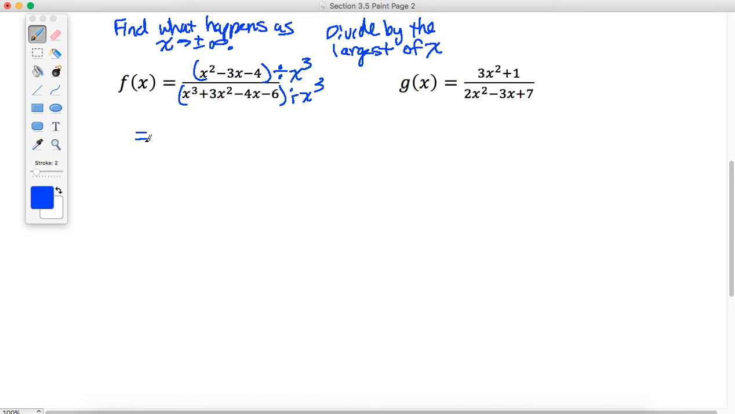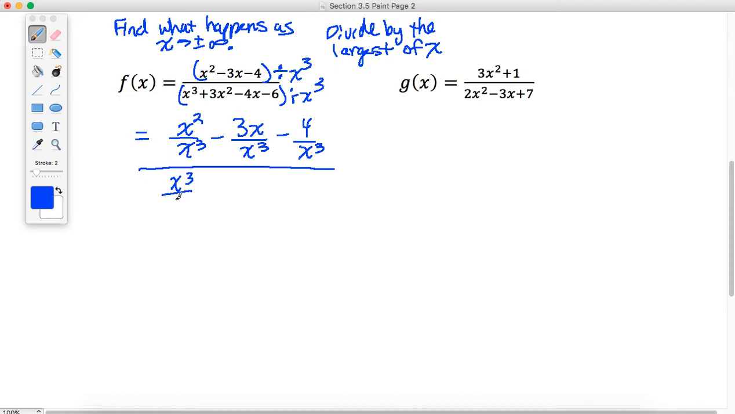When I do that, now this is going to look a little messy, but each of these terms in the numerator are going to be divided by x cubed. So I'm going to have an x squared over x cubed, minus a 3x over x cubed, minus a 4 over x cubed. Then I'm going to go to my denominator and divide all the terms by x cubed. And I'm going to write this out, and then I'm going to simplify. 3x squared over x cubed minus 4x over x cubed minus 6 over x cubed, right? Now I'm going to simplify.